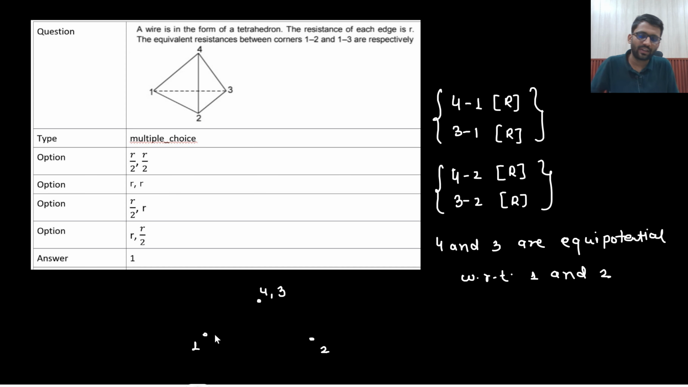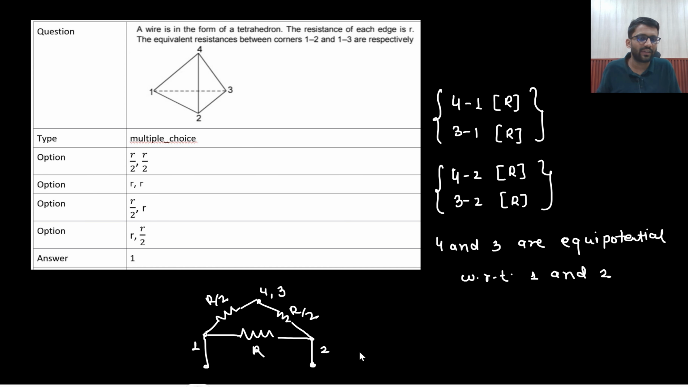So between 1 and 2 there is a resistance R. Between 1 and 4 there is a resistance R. Between 1 and 3 there is a resistance R. So R and R will come in parallel. This would be R by 2. Between 2 and 3 there is a resistance R, between 2 and 4 there is a resistance R. So again R and R will come in parallel. So this would be R by 2. Between 1 and 2 you need to find.